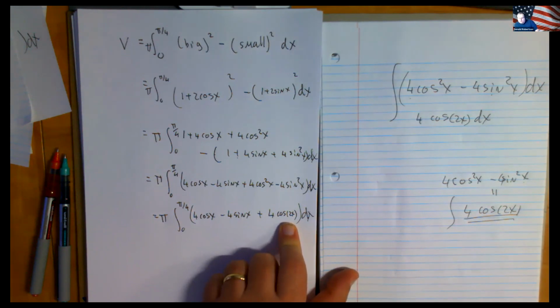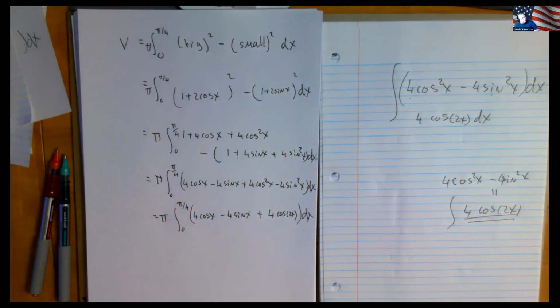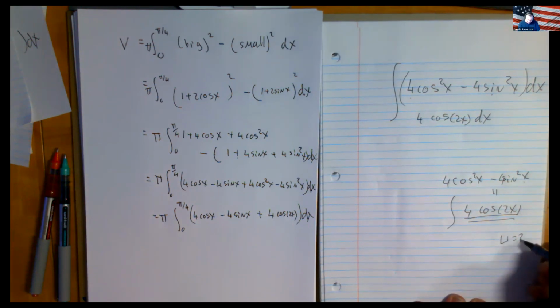How do you find the antiderivative of 4 cosine 2x? And someone's actually mentioned it earlier. The U method, a U sub. Now you use a U sub. And the U sub will just be 2x, right?